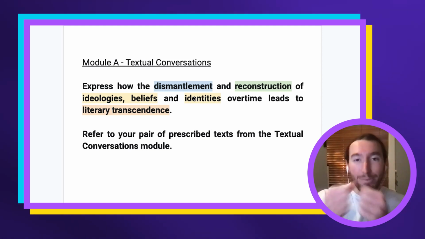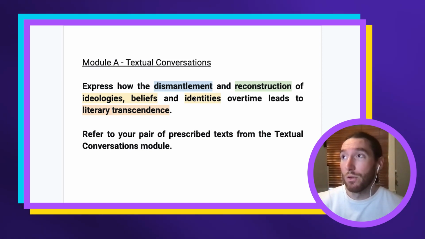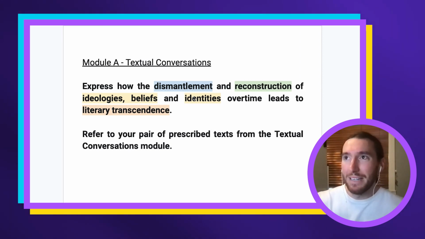Okay, so the dismantlement, the breakdown, and the reconstruction, someone rebuilding, redeveloping, reimagining, reframing, to use the words of this particular module description, of ideologies, beliefs, and identities over time, right? So I've highlighted ideologies, beliefs, and identities, and the key thing to be careful with here is not to just relist these ever in your essay.